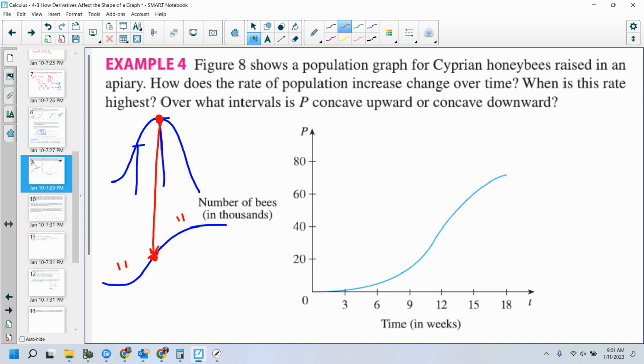And what intervals is it concave upward or concave downward? Do you see the inflection point in here? We see the inflection point there. And what does that mean in this case? Well, it means that it's going from concave upward to concave downward. Something is happening at that inflection point to the honeybees, right?